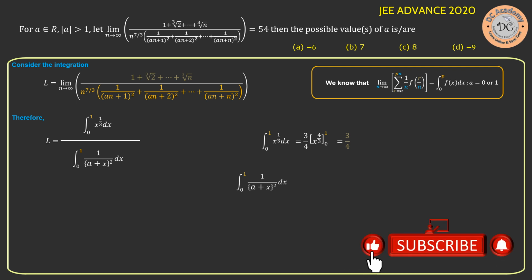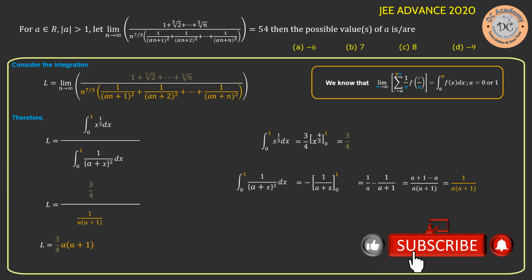It is 0 to 1 of (a plus x) whole square reciprocal. If we integrate it, we get it as 1 by a minus 1 by (a plus 1). That's again a normal integration. Let's substitute this integration value in the appropriate position. Before going ahead, let's simplify that a little bit and we get it as 1 by a into (a plus 1). Let's substitute in the respective position and rewrite the limit as a function of a, whatever we started with. So we obtain that L is equal to 3 by 4 a into (a plus 1).